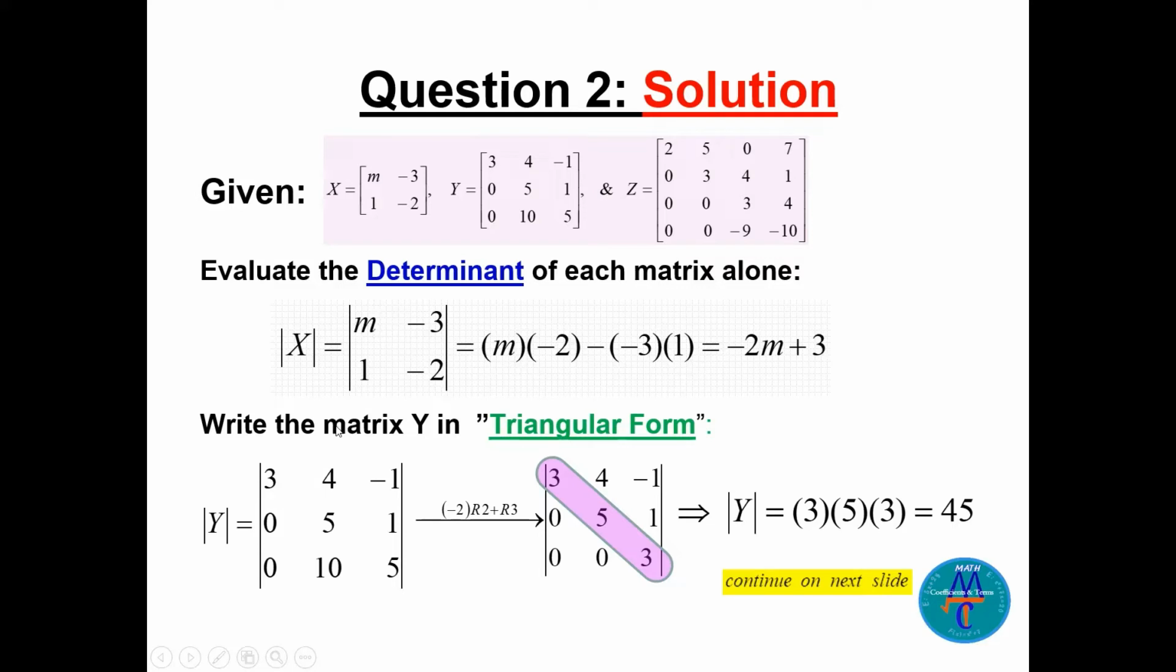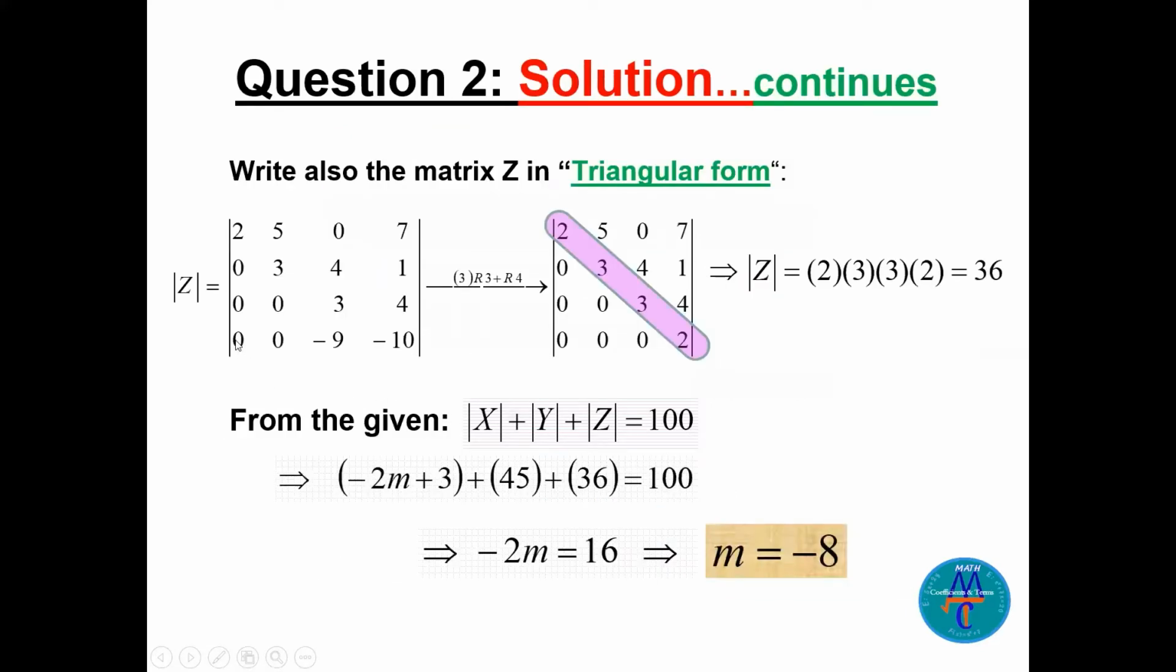Leave it. Let's write the matrix Y in triangular form. So this is 3, 0, 0, 5. Let's make this number here, the 10. See this 10 here? Let's make it 0. So multiply minus 2 times row 2, we add to row 3. We get 0, 0, 0. So the determinant of Y, we multiply the entries on the main diagonal: 3 times 5 times 3, which is 45, if you have all zeros under the main diagonal.